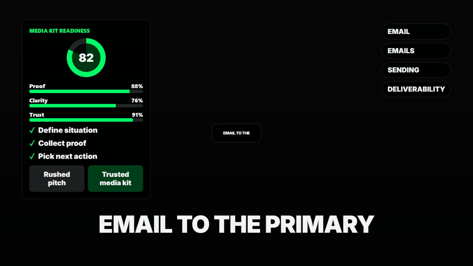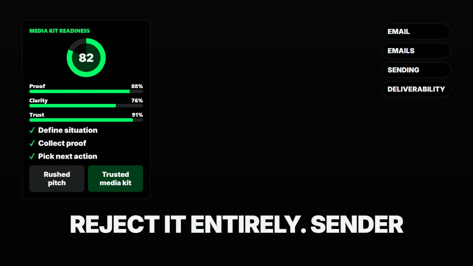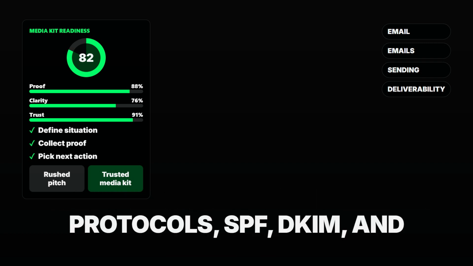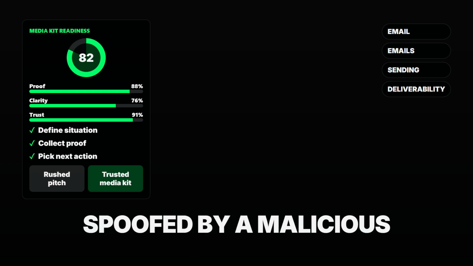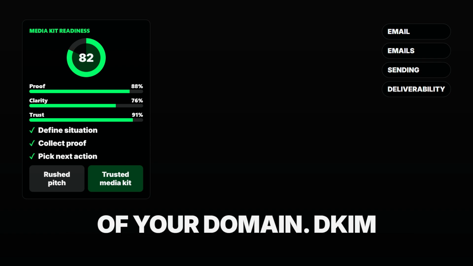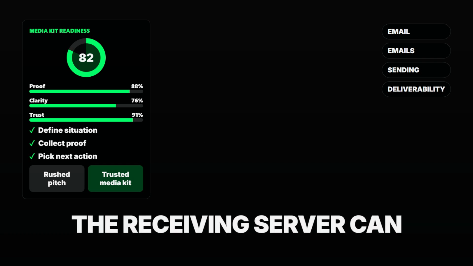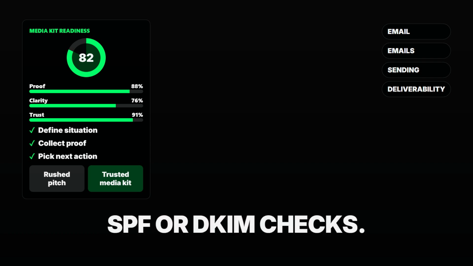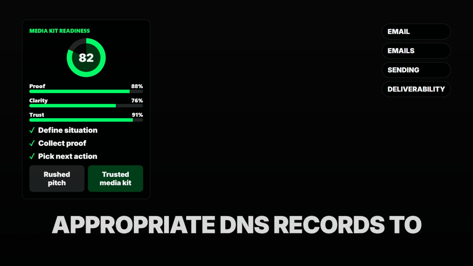Sender authentication is the technical foundation of deliverability. Three protocols, SPF, DKIM, and DMARC, verify that the email actually came from you and was not spoofed by a malicious sender. SPF specifies which servers are authorized to send email on behalf of your domain. DKIM adds a digital signature to your emails that the receiving server can verify. DMARC tells receiving servers what to do with emails that fail SPF or DKIM checks. Most email platforms configure these automatically, but you need to add the appropriate DNS records to your domain. Without these records, your emails are more likely to be flagged as suspicious.